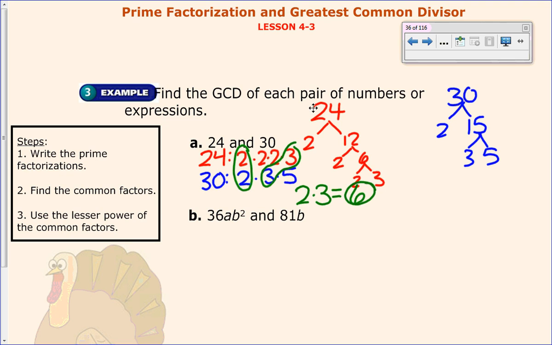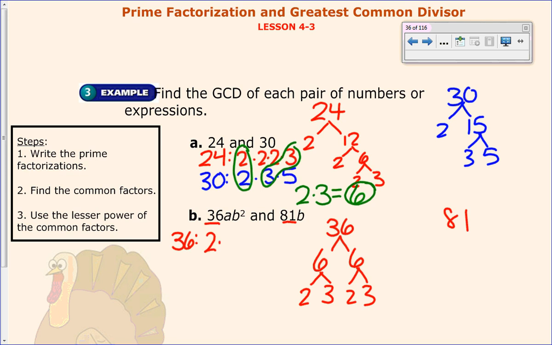Now we're going to do B, and we have 36 times A times B squared, and 81 times B. Now, this is going to work the same way, except there's going to be variables involved. But let's break up these numbers first, 36 and 81. Well, 36, I could do 6 times 6, and then each 6 breaks down into 2 times 3. So 36, I can break down into 2 times 2 times 3 times 3. And again, I'm keeping all the same numbers together. I put the 2's together, and I put the 3's together.